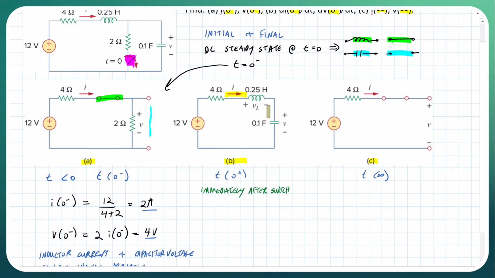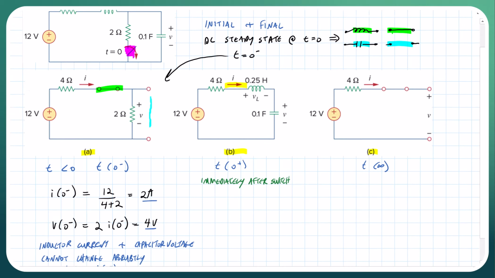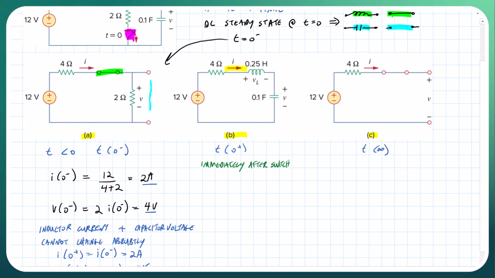All right, so what we can now define as I sub C, let me rewrite this, I sub C 0 plus is going to equal I 0 plus. And we already said that's going to be 2 amps.